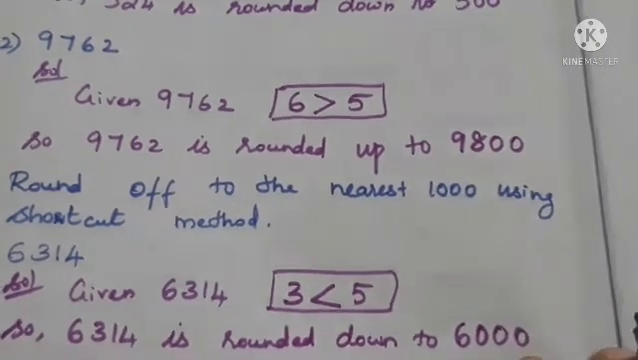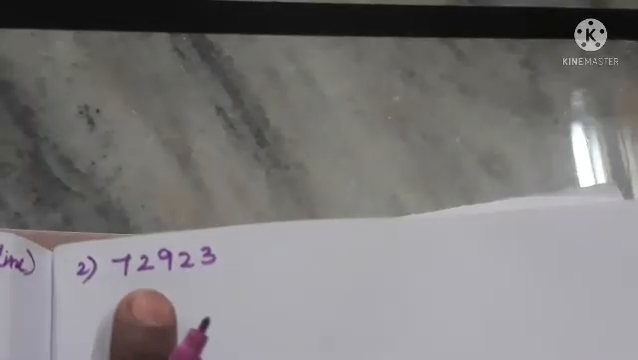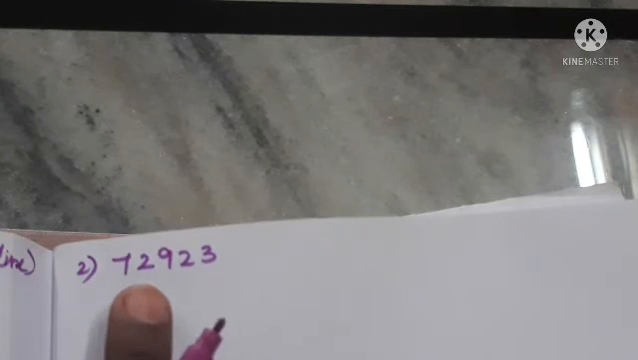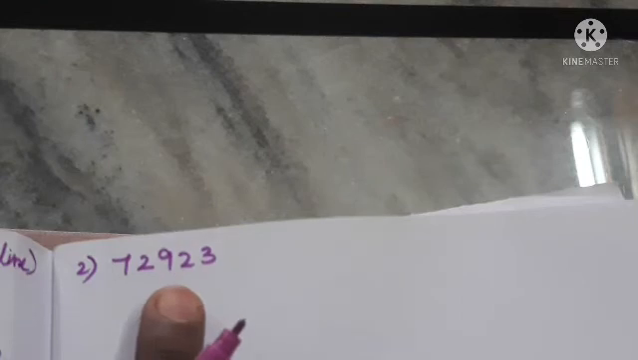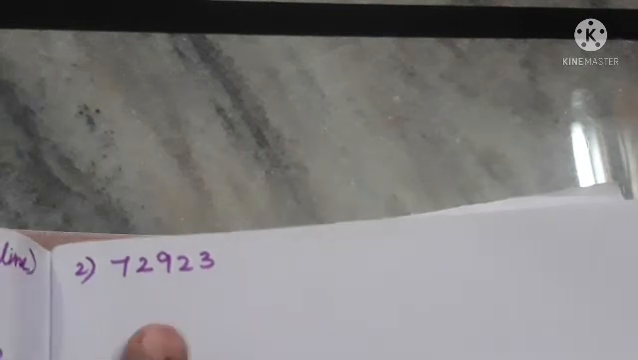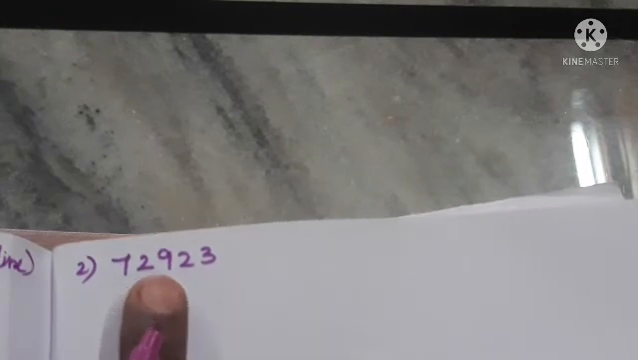6,314 is rounded down to 6,000. Okay, 6,000. So second question we have 72,923. Here we are going to round this number to the nearest 1000. What is the condition? Rounding to the nearest 1000 means we have to focus on the 100 place. Okay, 100 place, what do we have?